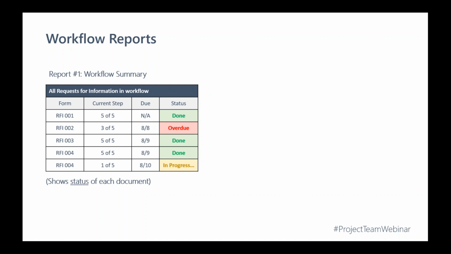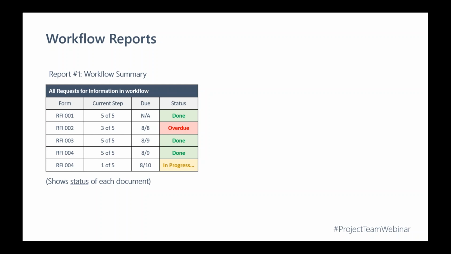When we talk about reporting for workflows, really we're talking about two different cases. The first report type that I have shown here is a workflow summary. You'll see that I have RFI1, RFI2, RFI3, RFI4, and then this should be RFI5 here. But I can see all of my different RFIs and what step they are currently sitting at. So RFI1 is currently at step 5 of 5, which means it's done. RFI2, step 3 of 5, which means it's overdue because the due date was previous to today's date. RFI3 is done, it's at step 5 of 5, etc.